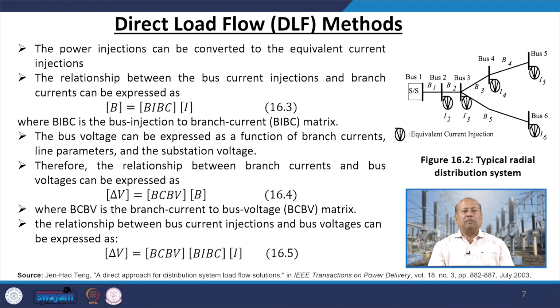The relationship between bus current injection and bus voltage can now be calculated as delta V. We can substitute the value of B from equation number 16.3, which is B equal to BIBC multiplied by the I matrix. So, if you substitute the value of B from equation 16.3, equation 16.4 becomes delta V equal to BCBV BIBC multiplied by the I matrix.